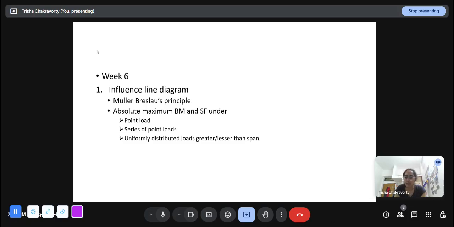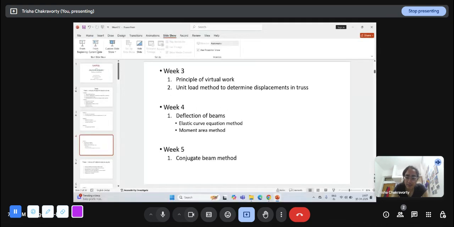The Muller-Breslau principle gives us the ILD in qualitative form, but we also know how to find it quantitatively. So once we have that, we can find out absolute maximum bending moment and shear force under various patterns of loading, point load, series of point loads, uniformly distributed loads, greater than or lesser than the span, and any kind, using the principle of linear superposition.